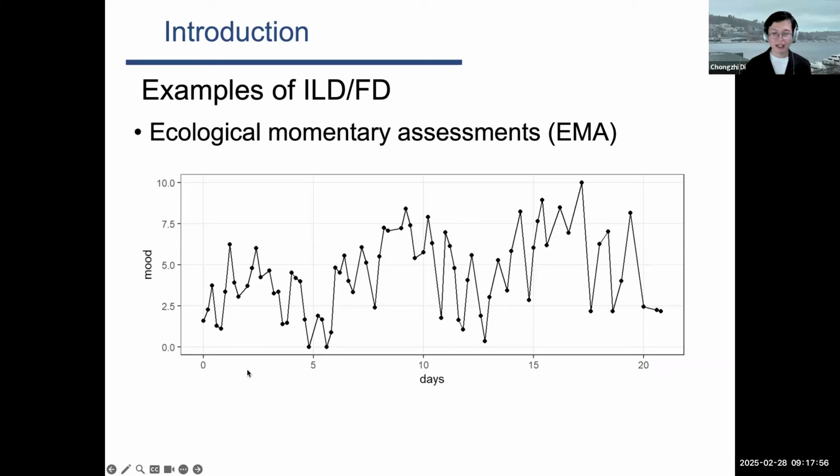Here is an example where the outcome is mood, like generally how do you feel. As you can see, there are multiple measurements per day and up to 20 days. Then you get very dense, very intensive measurements, probably somewhere around 80 to 100 data points for each participant. This is again another example of intensive longitudinal data or functional data.